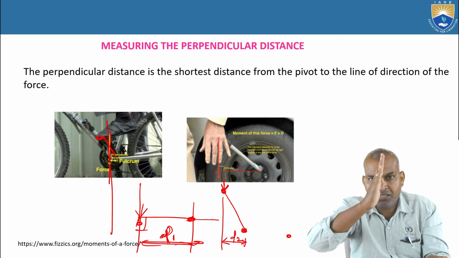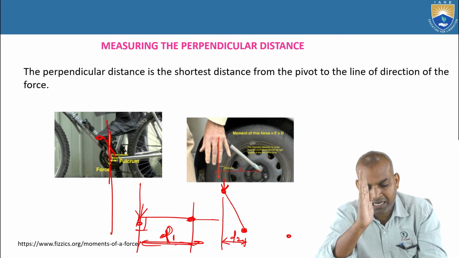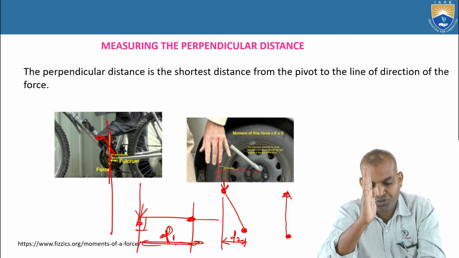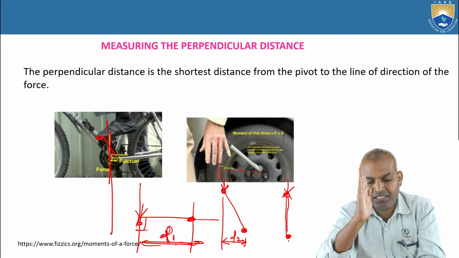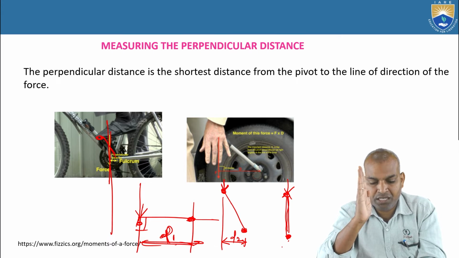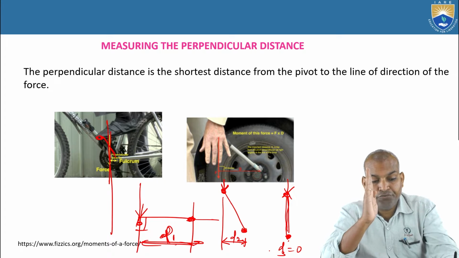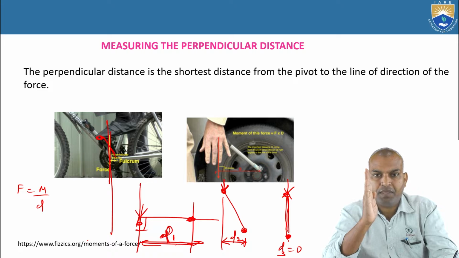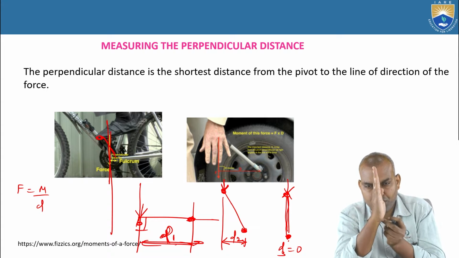Now the pedal position of the bicycle is vertical, that is 90 degrees. Yes, this is the position. Now what is the distance d here? When the pedal is at this position, what is the distance d? d equal to 0. That is the d3 case. Now we know F equal to M by d. When the pedal is in vertical position, this is the pivot. What is d equal to 0?